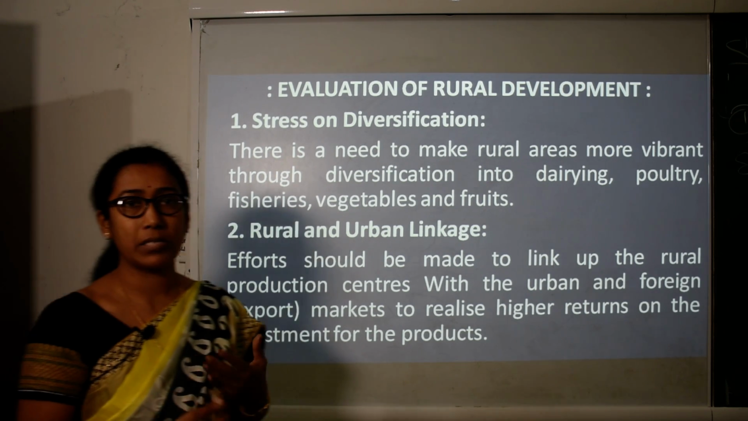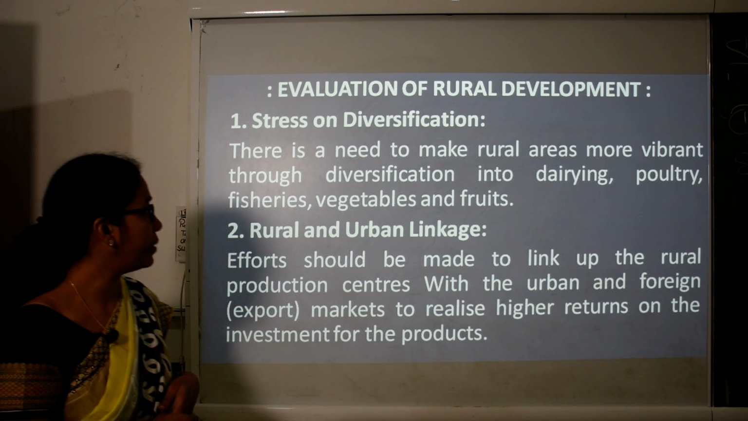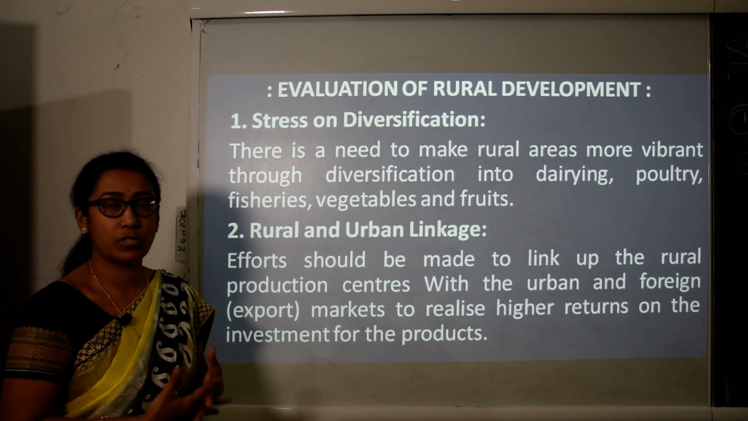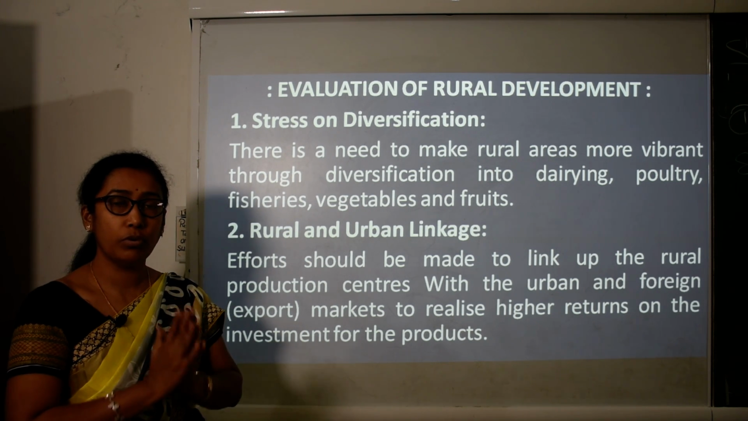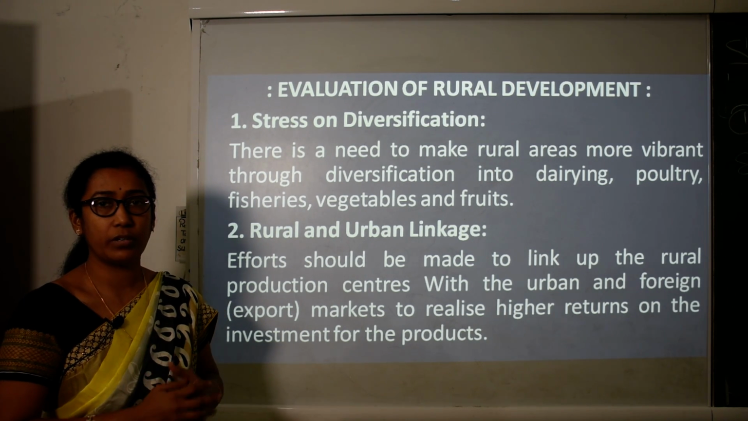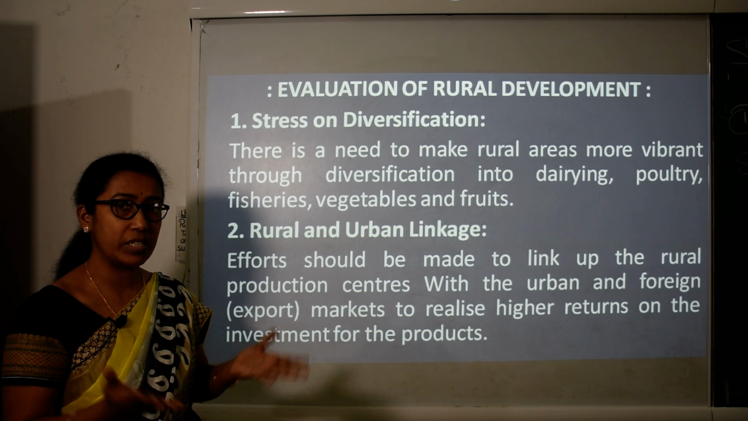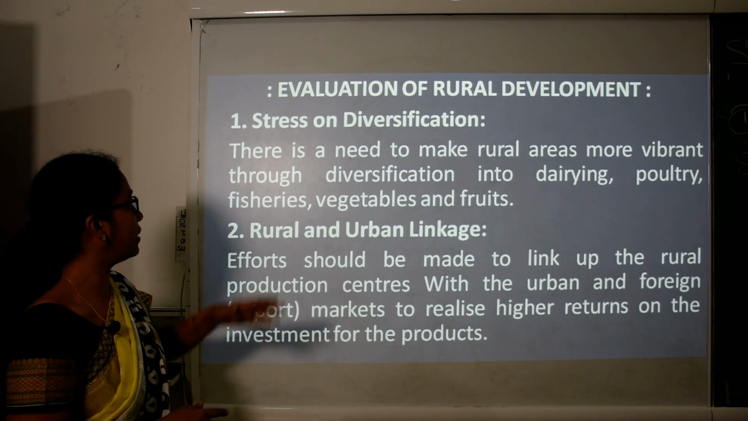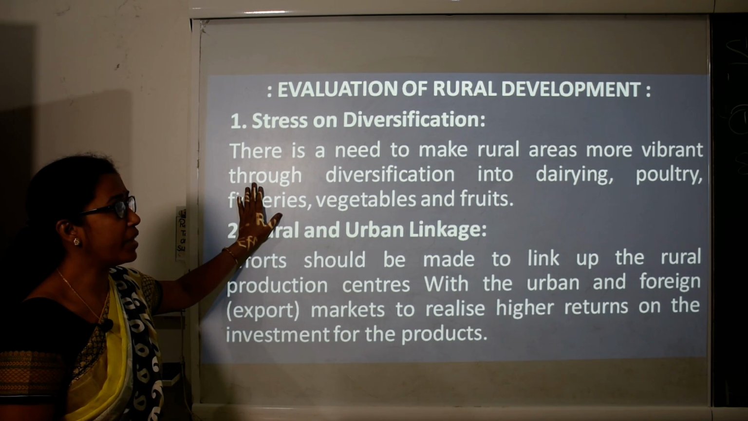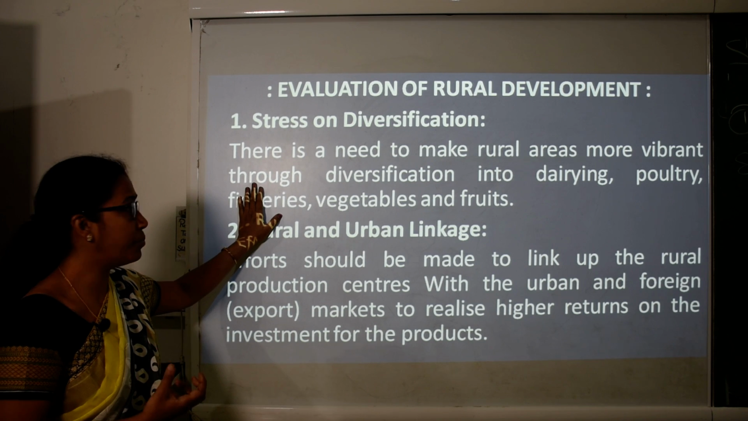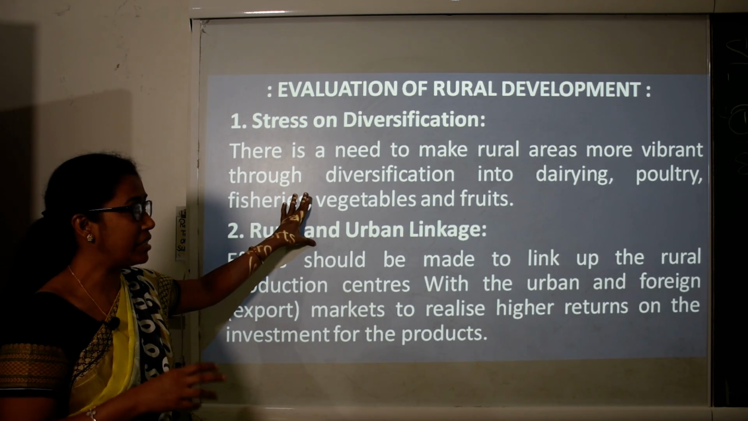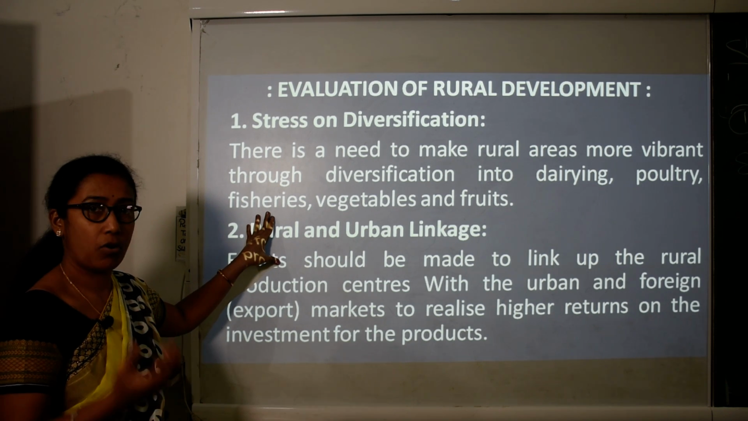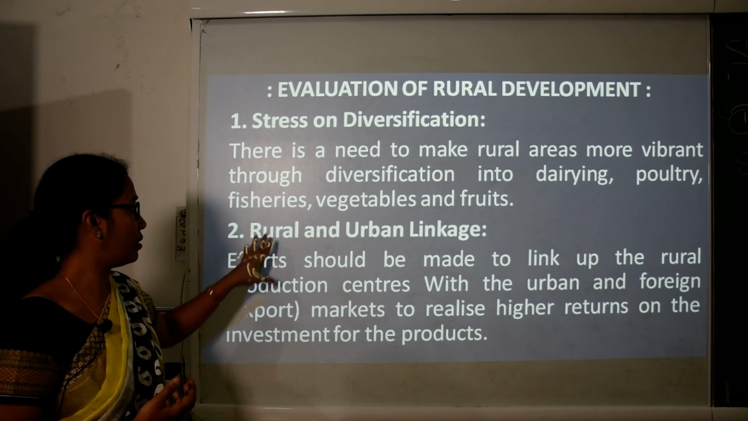Now last is evaluation of rural development. How can we evaluate rural development? The first is stress on diversification. That means sufficient stress must be given on diversification of agricultural activities. That is, there is a need to make rural areas more vibrant through diversification into non-farming sectors, that is dairying, poultry, fisheries, horticulture, IT sector, etc.